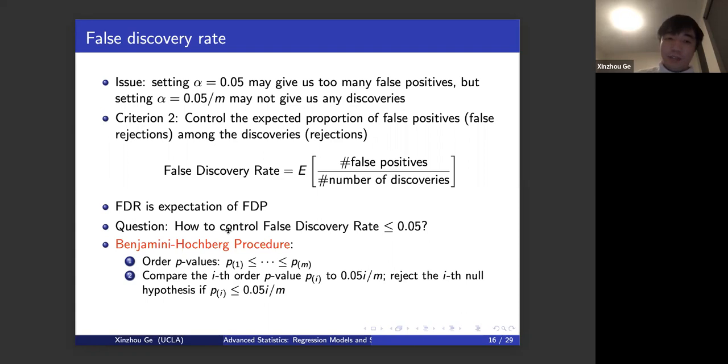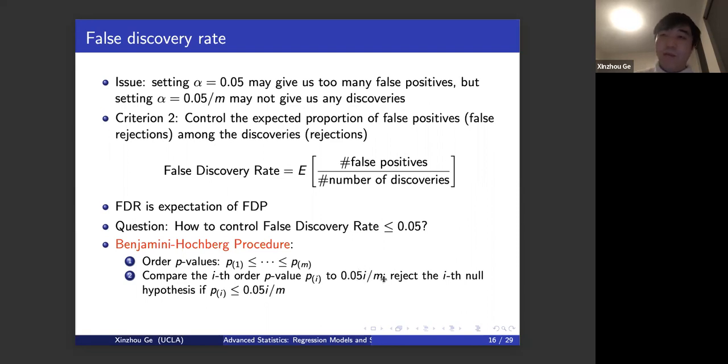And this procedure is as follows. First, we order all the p-values from smallest to largest, so that we will have p(1) smaller than p(2), and so on, up to p(n). So p(1) is the smallest p-value among all the p-values, and p(n) is the largest. So we first do the ordering, and then we compare the i-th ordered p-value with this ratio, 0.05 times i over n.